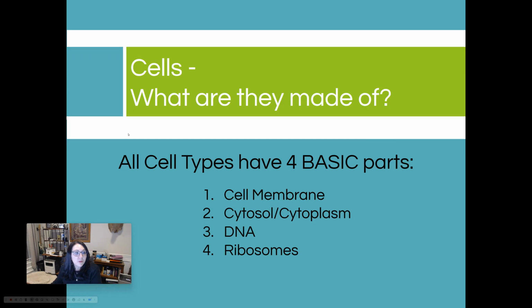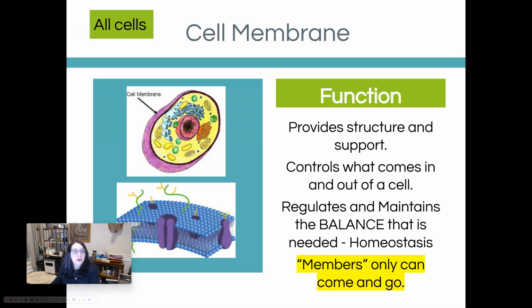First of all, we have four basic organelles that all cells have, doesn't matter what kind of cell you are, you're going to have these four basic parts. We're going to start by looking at those four basic parts found in all cells. The first is the cell membrane. Again, this is found in prokaryotic cells and eukaryotic cells, both plant and animals.